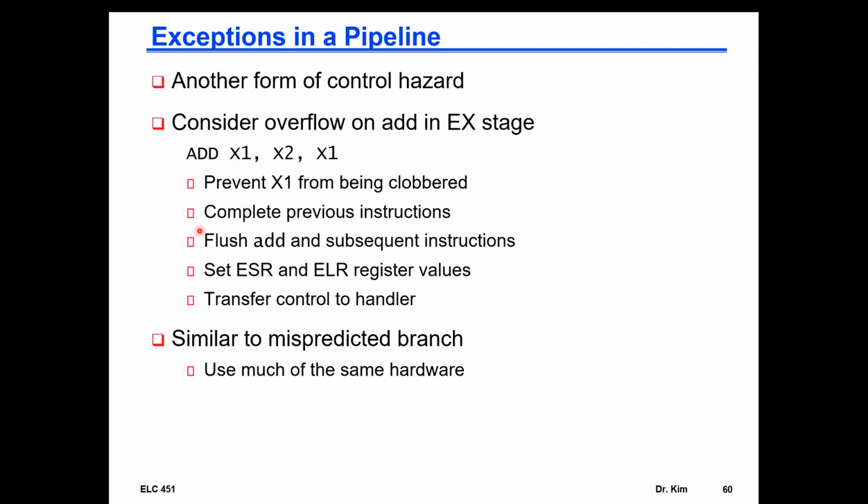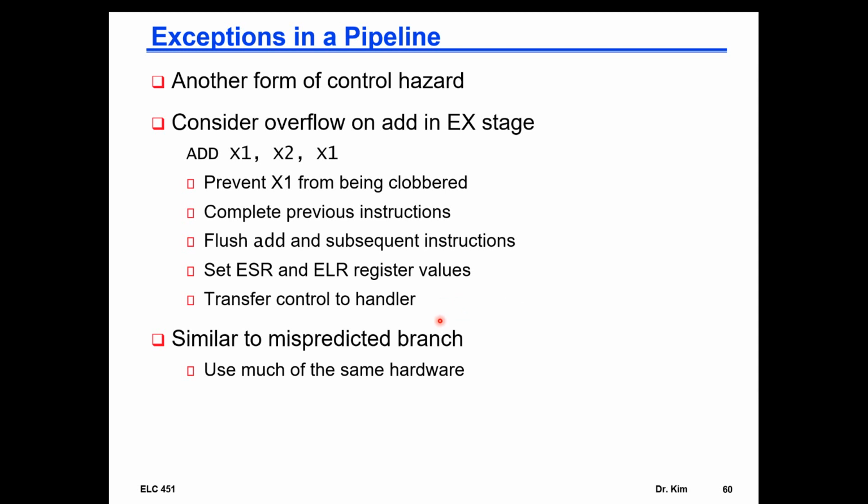So we don't want to do away with our previous value, which was a valid value. We may complete any instructions that came before this addition that caused the problem, and then at that point flush the addition and all the subsequent instructions, because we don't know if those instructions were relying on the new value of x1. And as we mentioned, as part of the mechanism, we would set the ESR and ELR register values and transfer control to the handler.